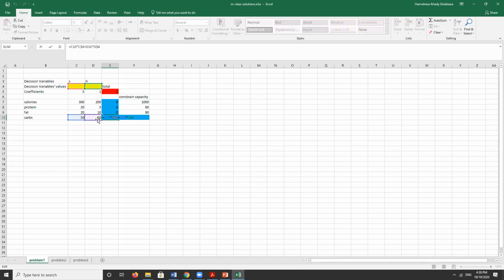So let's say if I make a meal with 2 of them, 2 times 50 plus 2 times 30 would be 160, more than 100. So it's good. So basically, the red cell is our objective function formula, and the blue cells have my constraint formulas.